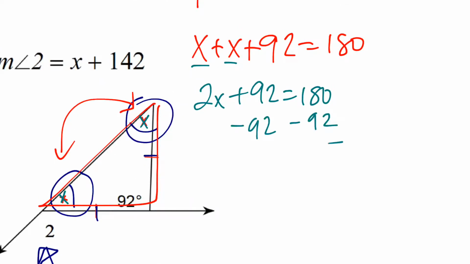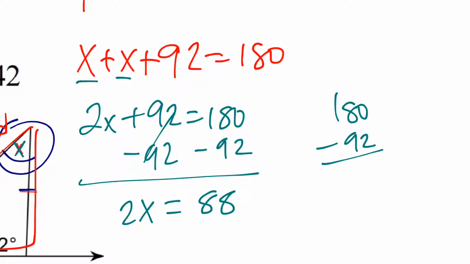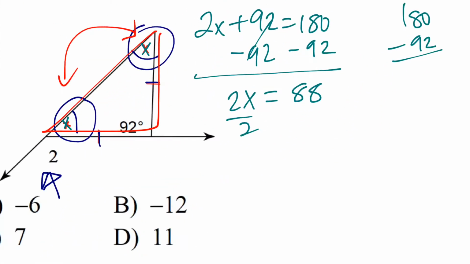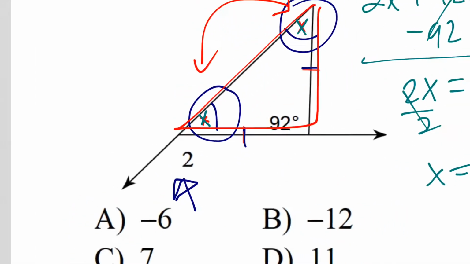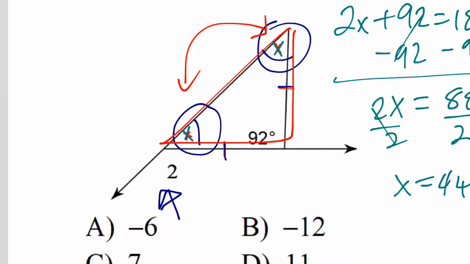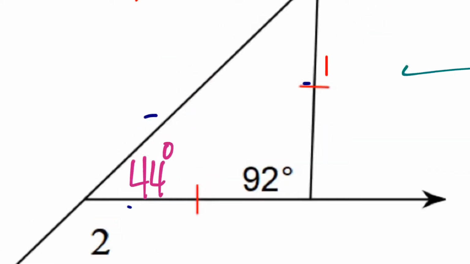Subtract 92, and I end up getting 88, right? Let's see. Can't do basic math sometimes. Babe, what's 180 minus 92? 88, right? Yeah, 88. Divide both sides by 2, and you get 44. Well, that's not the measurement of angle 2. That's the measurement of these two base angles. So I'm going to write 44 inside here. So this is 44 degrees, so is this one.